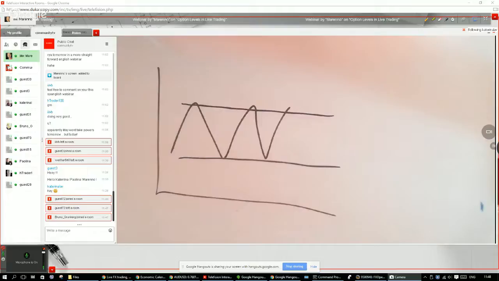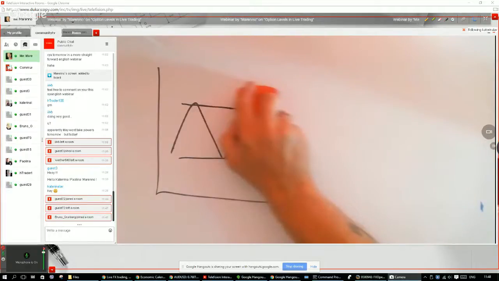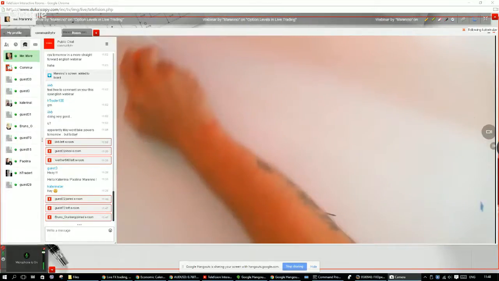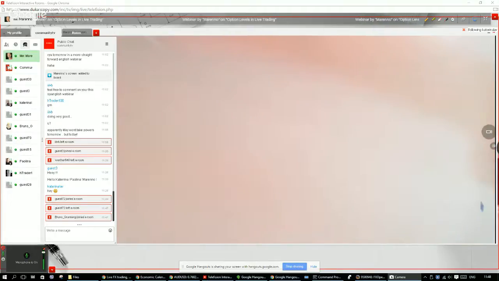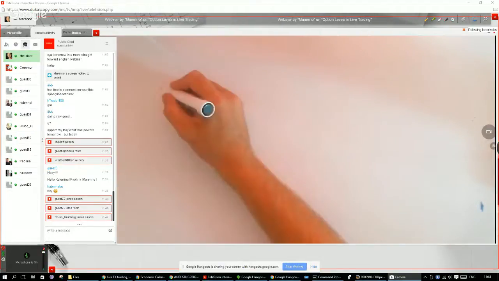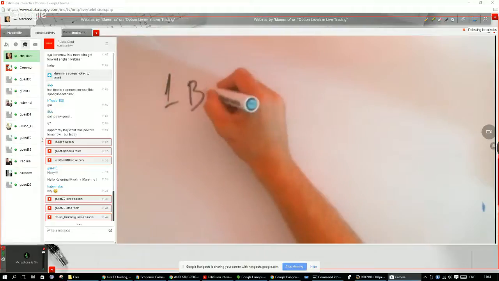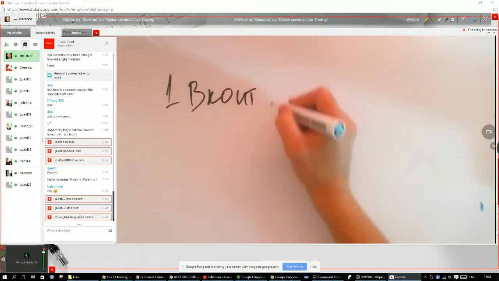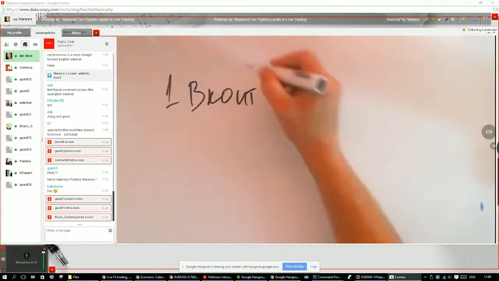All right, so first of all, we have these lines. Then, let's talk about the approaches of possible entry strategies. So first is a breakout strategy. It's for entries.